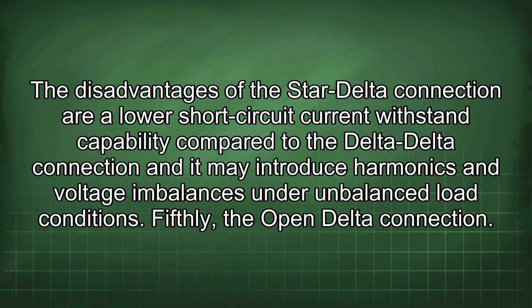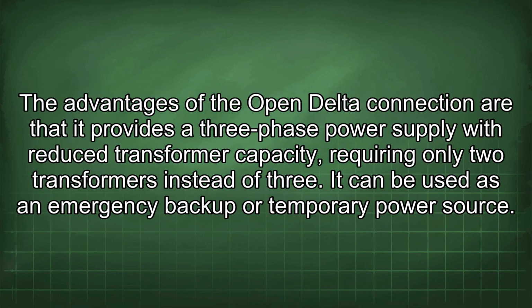Fifthly, the open delta connection. The advantages of the open delta connection are that it provides a three-phase power supply with reduced transformer capacity, requiring only 2 transformers instead of 3. It can be used as an emergency backup or temporary power source.